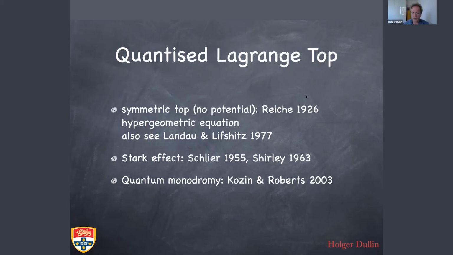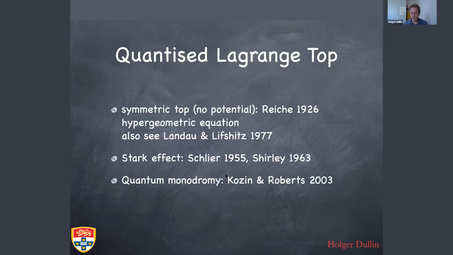But the Lagrange top has this extra linear field. In the physics literature, this is usually referred to as the Stark effect, because it is actually a rotating molecule that is affected by an electric field. That has been quantized in '55 and then the spectrum was also numerically computed in '63.